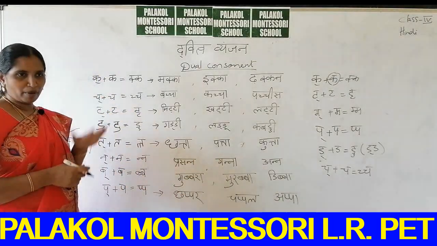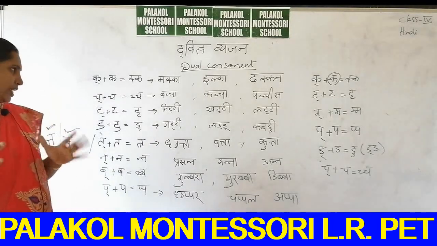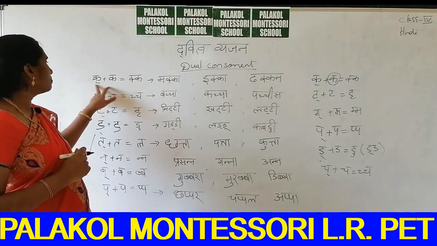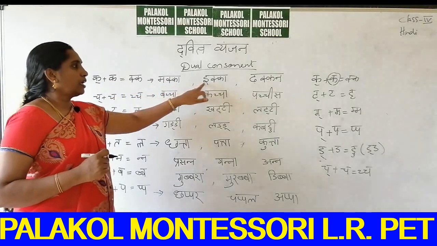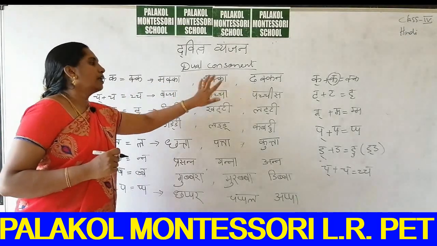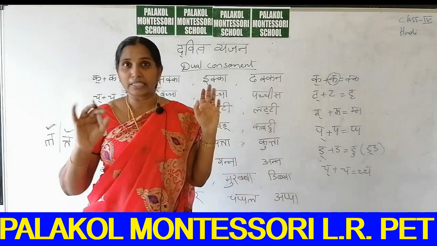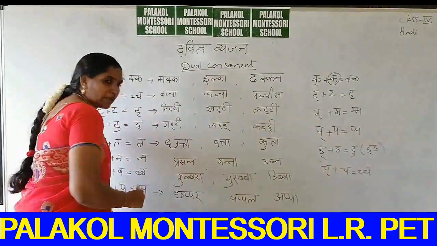So, once again I am repeating these words. You pronounce along with me and then you will get it easily. Makkah. So, what is Makkah? Ma plus ka, ka. Makkah. I plus ka, ka. Ikka. Dha, ka, na. Dhakkan.